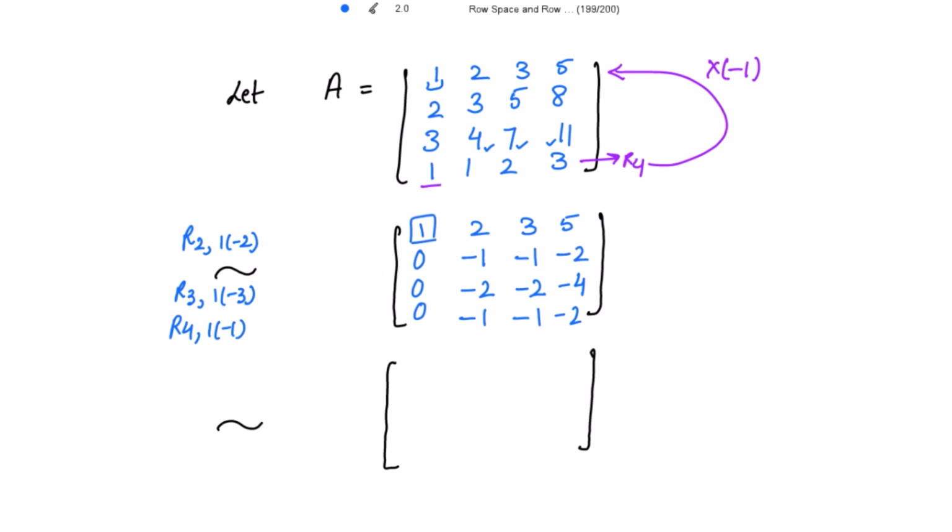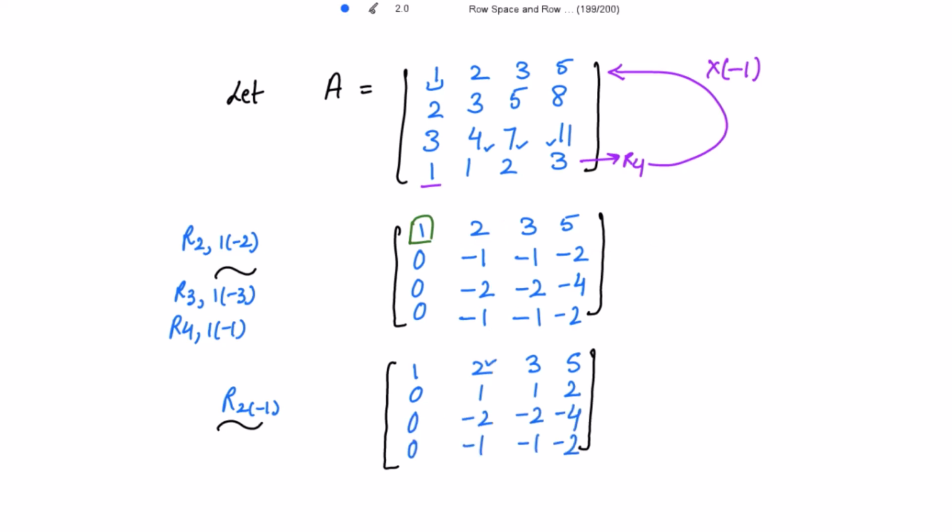To get the leading element of row 2, we need to make this 1 and other entries 0. To get 1 over here, just multiply row 2 with -1. Simple. So multiplying the elements of row 2 with -1. Writing the first row as it is. And writing now the elements for row 2 by multiplying with -1. So we get 0, 1, 1, 2. Right? Writing the remaining rows as it is.